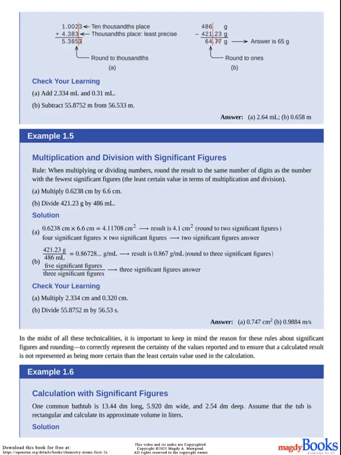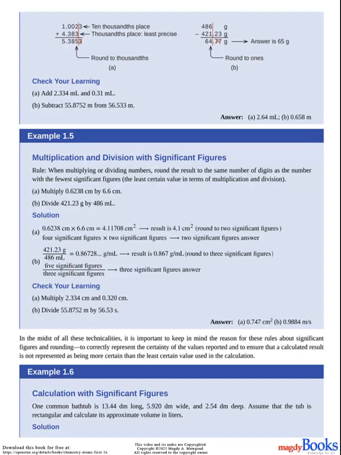Solution. A. 0.6238 cm multiplied by 6.6 cm equals 4.11708 cm squared. The result is 4.1 cm squared, round to two significant figures. 4 significant figures multiplied by 2 significant figures produces 2 significant figures answer.